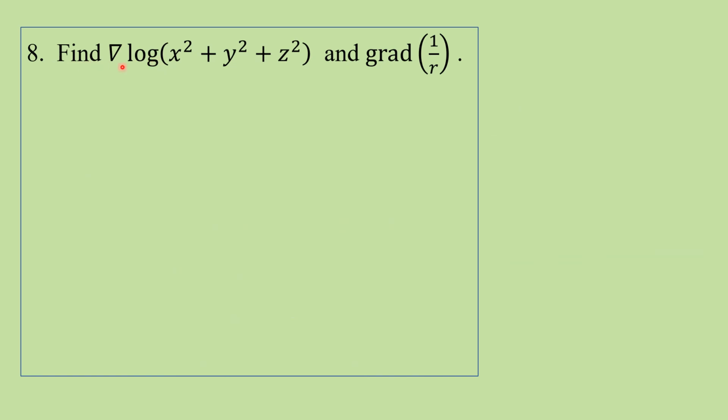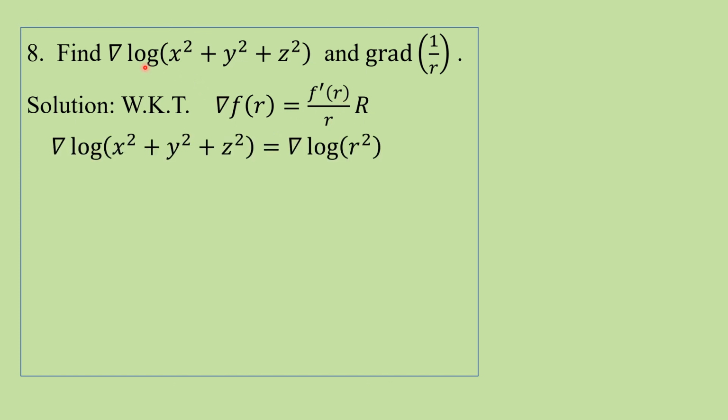Question number 8. Find gradient of log of x square plus y square plus z square and gradient of 1 by r. This clearly indicates I can use the previous result because it is a function of r. So grad of f of r can be taken immediately by using the result f dash of r by r into vector r. If I carefully observe this, though it is a function of x, y, z, I can write it in terms of r, because r is the magnitude of vector r, that is square root of x square plus y square plus z square. That's why r square is nothing but x square plus y square plus z square. So both I can solve by using the result gradient of f of r is equal to f dash of r by r into vector r.